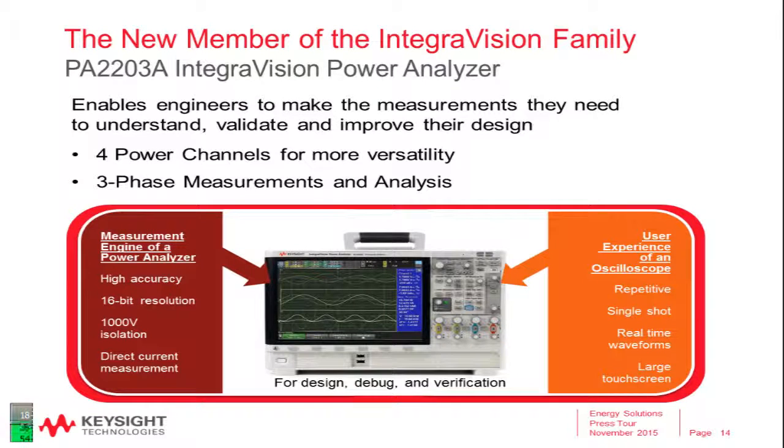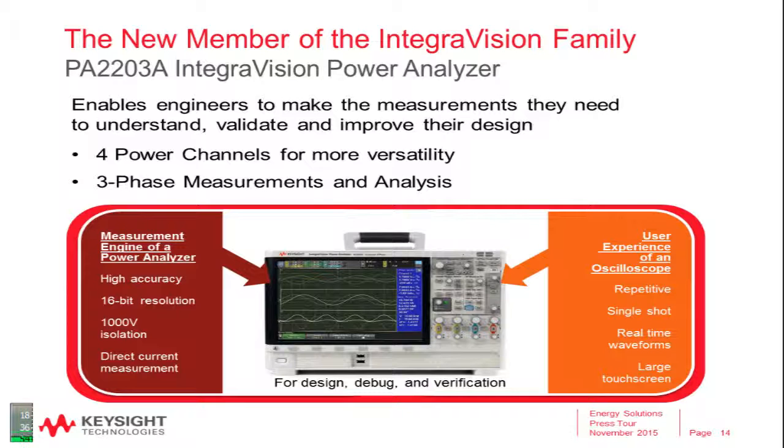So that means, like a power analyzer, it is very high accuracy. It has 16-bit resolution. It has 1,000-volt isolation. That means you can plug it directly into the AC line and measure the AC line without the need for special probes. And it can measure current directly, whereas an oscilloscope would need current probes. So that's the power analyzer engine, the inside. The heart is like a power analyzer.